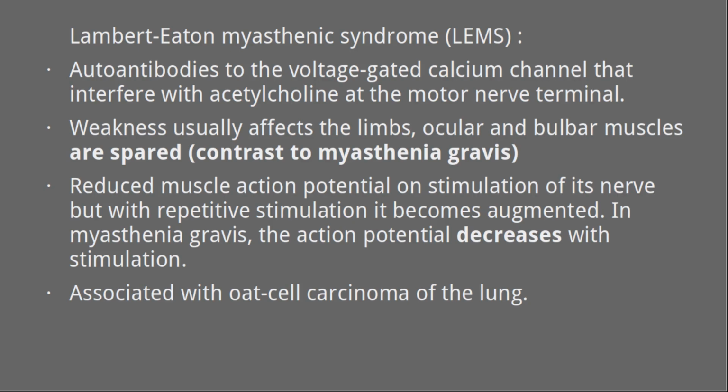In contrast to myasthenia gravis, there is reduced muscle action potential on stimulation of its nerve, but with repetitive stimulation it becomes augmented, whereas in myasthenia gravis, the action potential decreases with stimulation. It is often associated with oat cell carcinoma of the lung, a paraneoplastic syndrome.